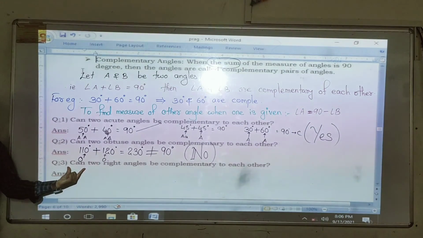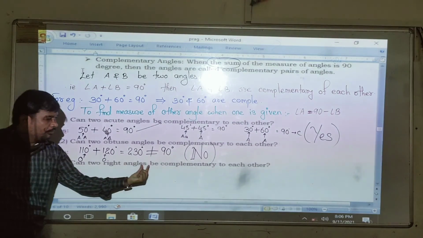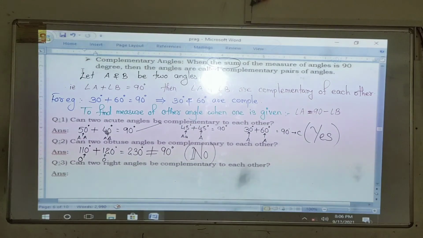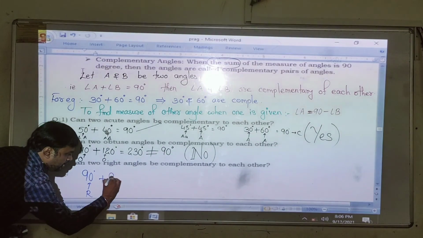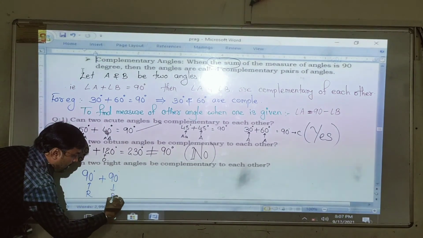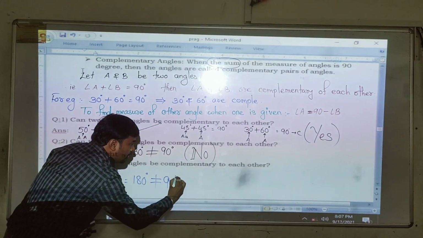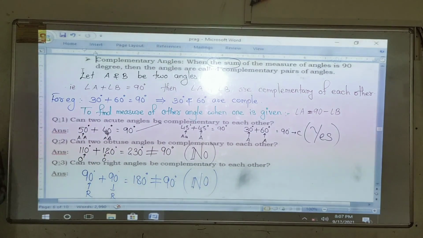Can two right angles be complementary? Right angles measure 90 degree. That is your right angle plus 90 degree, again your right angle. What is the total? 180, which is not equal to 90. That's why again it is no. Impossible.